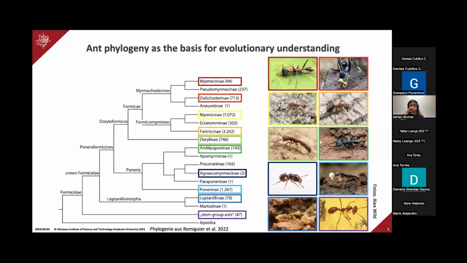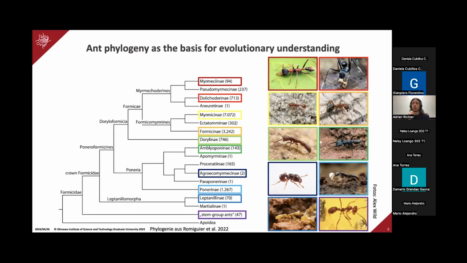And as a morphologist or evolutionary biologist, an advantage that I have nowadays over a previous generation is that we now have a pretty good understanding of the phylogeny of ants. And phylogeny is, of course, the basis to do any kind of evolutionary analyses. To understand how features evolved, we first need to know how the organisms in question are related to each other. Who is closer related to whom.